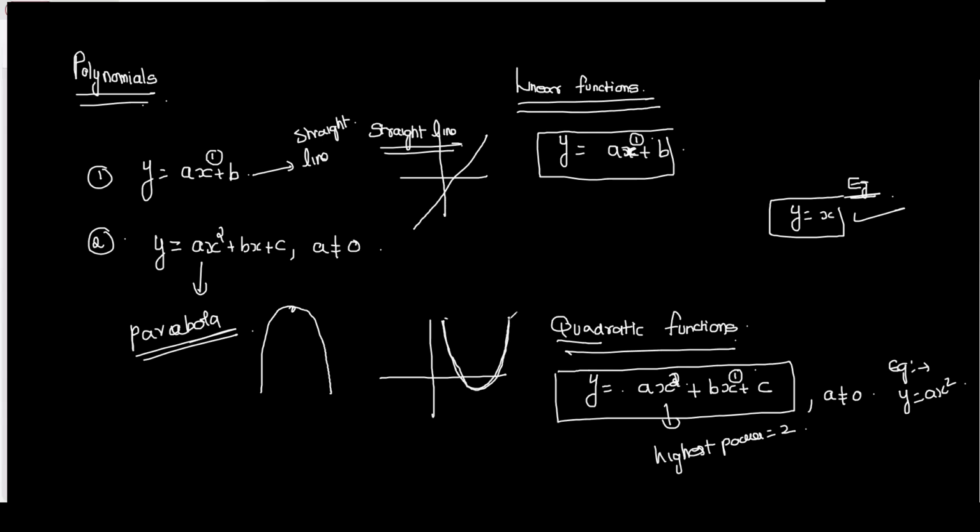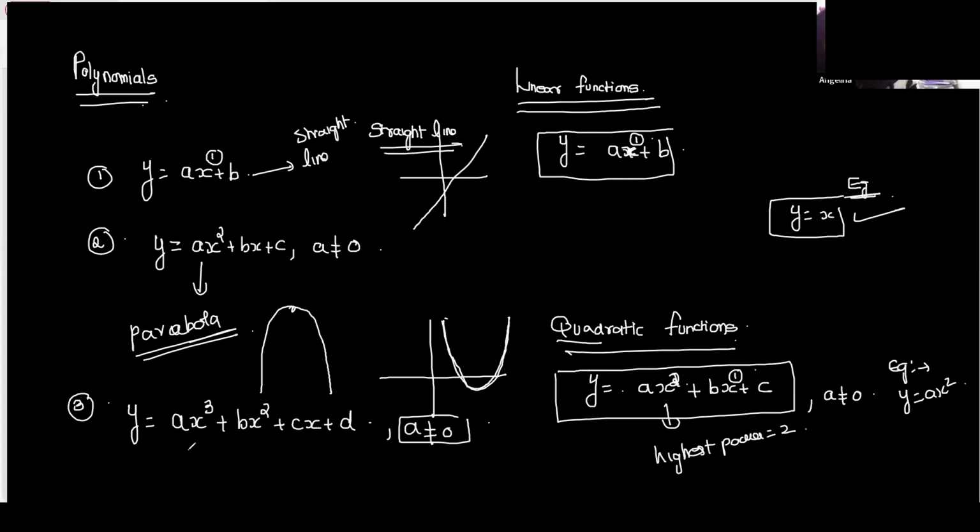It can be a line, it can be a parabola, or it can be something else. Maybe, for example, if I write another equation, y is equal to ax cube plus bx square plus cx plus d. And here also a cannot be 0. Okay, a is not equal to 0. So can you tell me what is the highest power of this polynomial? The 3. And this polynomial is known as a cubic polynomial. Yes, very good. Cubic polynomial.